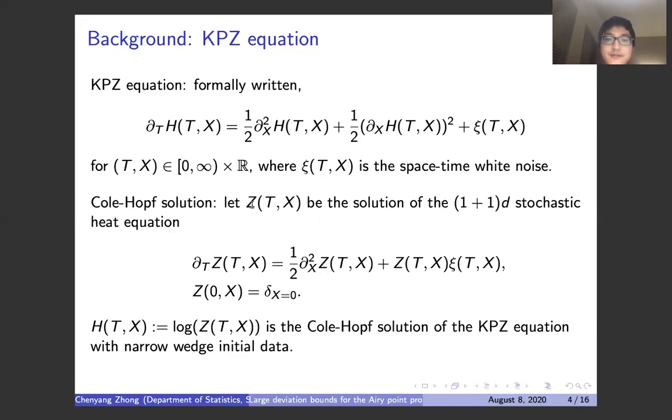So let's start from Z(t,x) to be the solution of the stochastic heat equation. Here we note that the stochastic heat equation is a perturbation of the original heat equation, and here we set the initial condition to be the delta function. After taking a logarithm of Z(t,x), we obtain the Cole-Hopf solution of the KPZ equation with narrow wedge initial data.